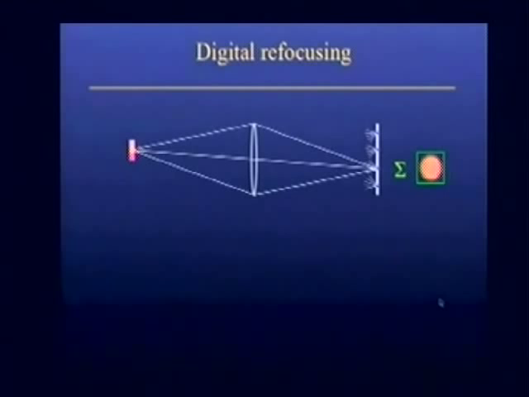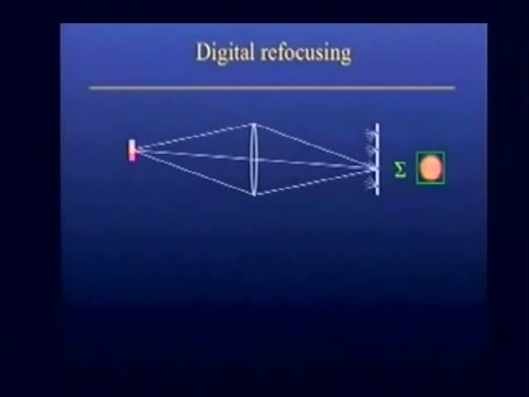So the main thing we can do is digital refocusing. If we were to just take all the pixels in a disk and add them back together again, then we will have reconstituted an ordinary focused image focused here, as if we didn't have the micro lenses in place, except that the image will be lower resolution.